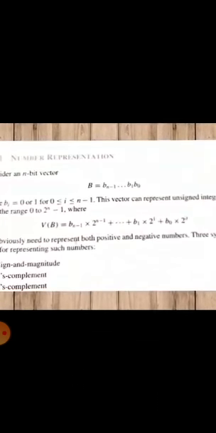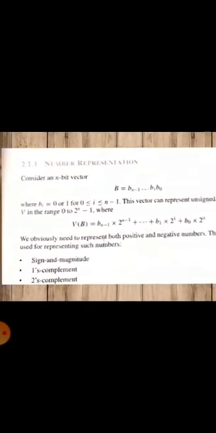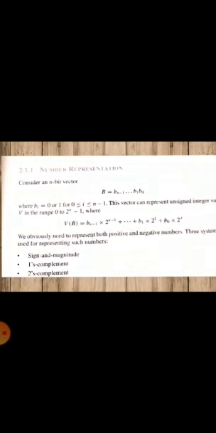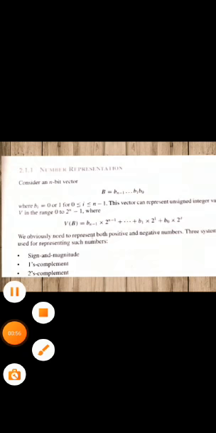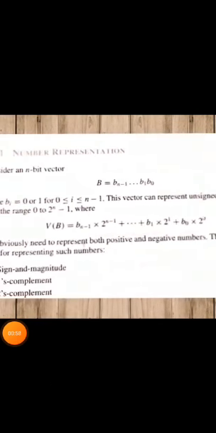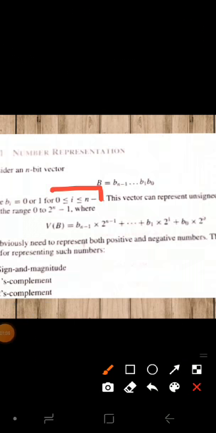Here we have taken a simple vector representation for an unsigned number, which has a range between 0 and n minus 1. You can see the range is from 0 to n minus 1, and you are trying to represent this for an unsigned number. When we say unsigned, we mean it is for positive numbers, and this is the representation we have taken as v of b.